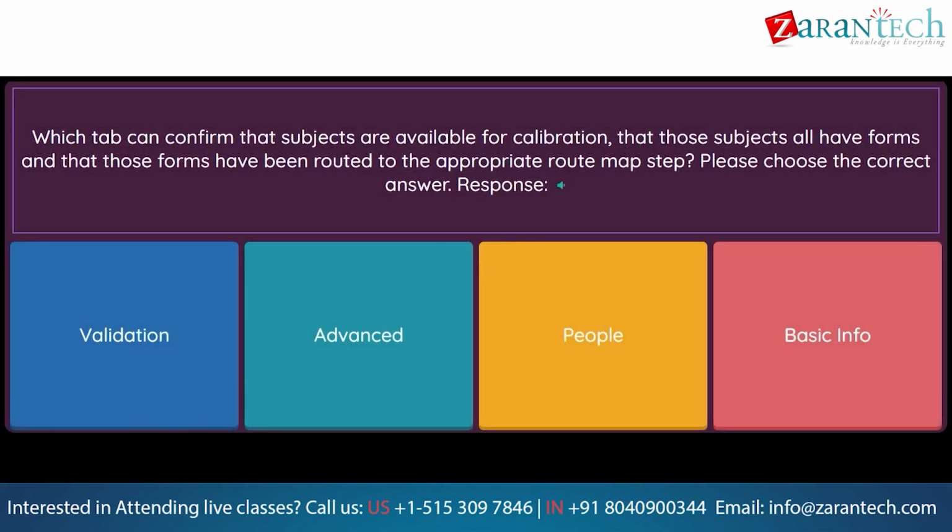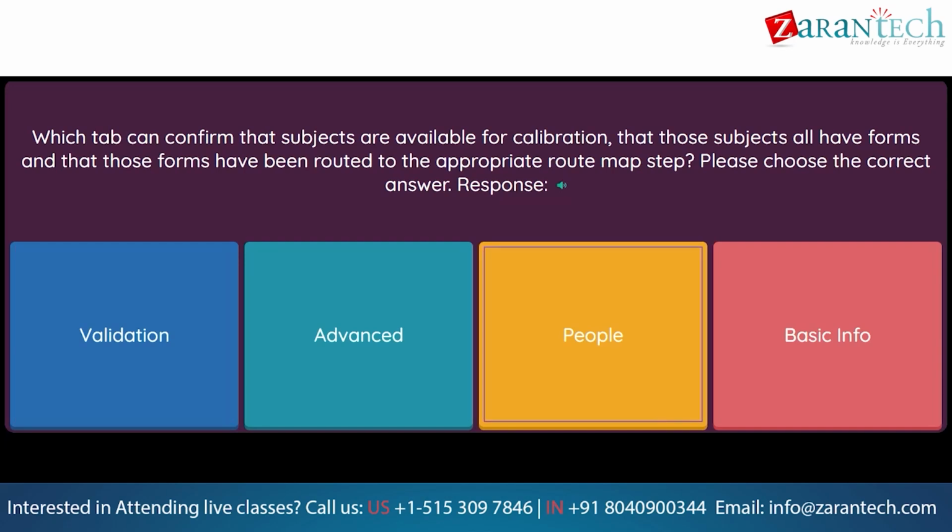Question: which tab can confirm that subjects are available for calibration, that those subjects all have forms, and that those forms have been routed to the appropriate route map step? Please choose the correct answer. Response: Option 1 validation. Option 2 advanced. Option 3 people. Option 4 basic info.